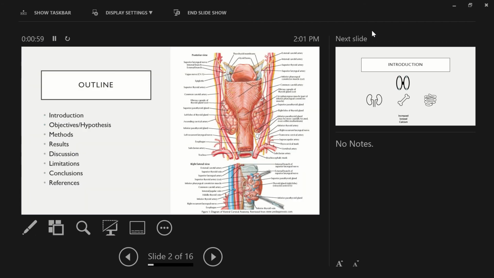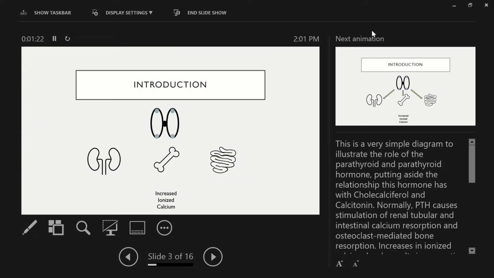So here's a simple outline of what I'll be covering: the introduction, talking about some pathophysiology of the parathyroid, going over our objectives and hypothesis, the reasons we're performing this study, and then of course reviewing our methods, results, some discussion, and why that's pertinent to us as veterinarians, and then limitations of our study, and of course the final conclusions, and then my references.